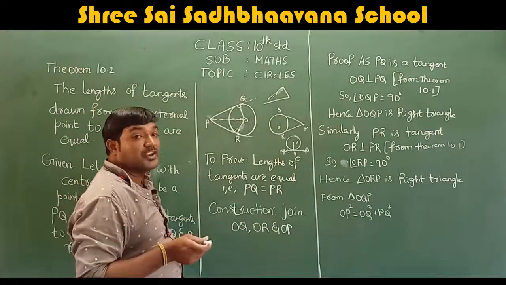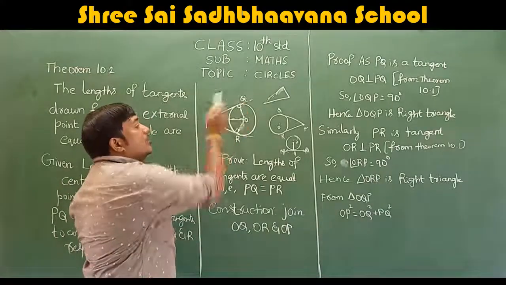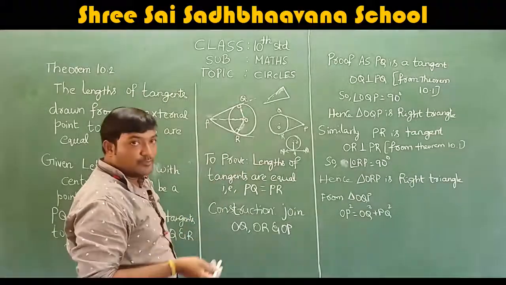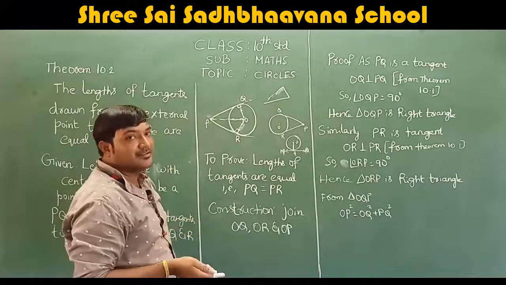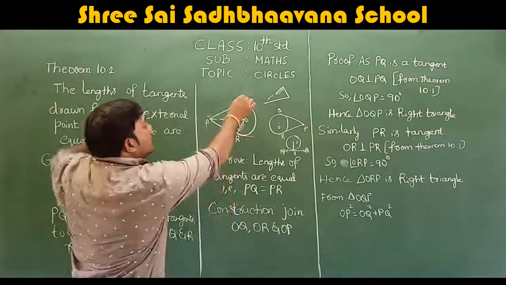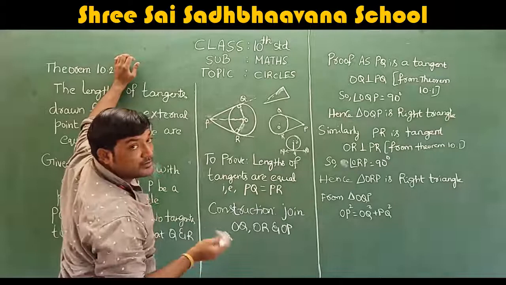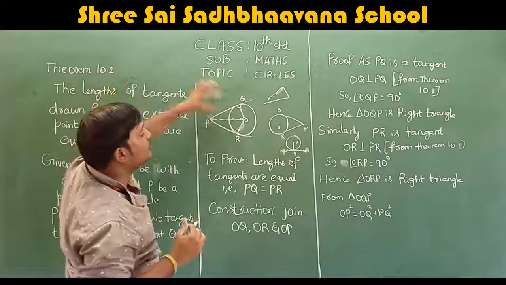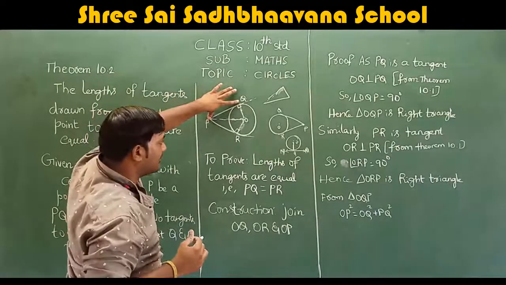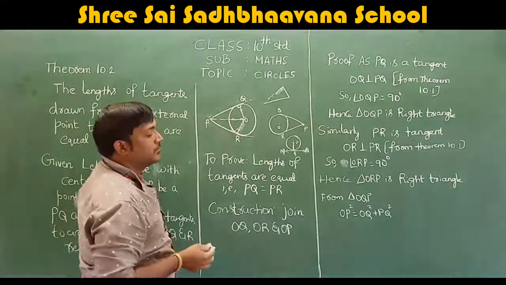What does the Pythagoras theorem state? The square of the hypotenuse in the triangle OPQ, what is the hypotenuse? OP. So OP square should be equal to the sum of the squares of the other two sides. What are the other two sides? OQ square plus QP square. So the sum of the other two. Correct? So OP square should be equal to the square of this side plus the square of this side. So PQ square plus OQ square.